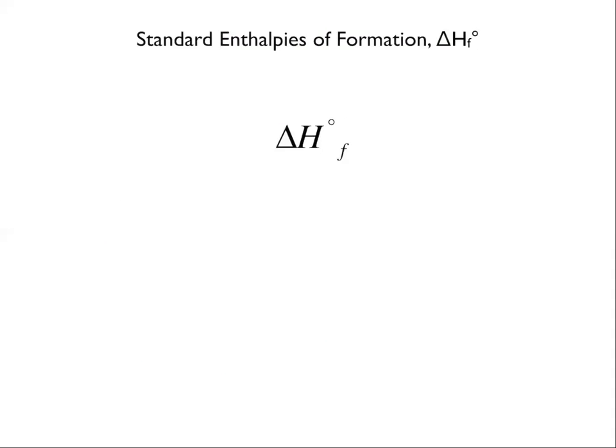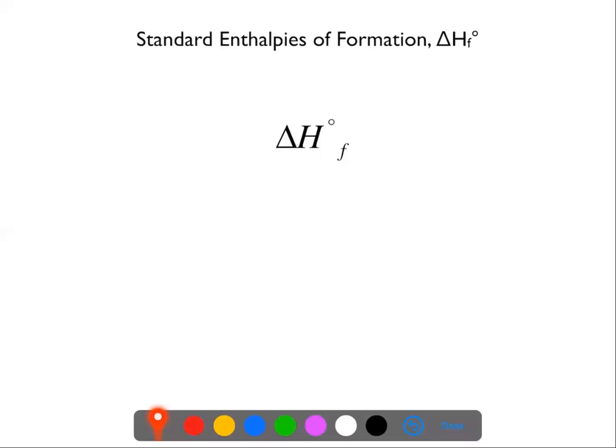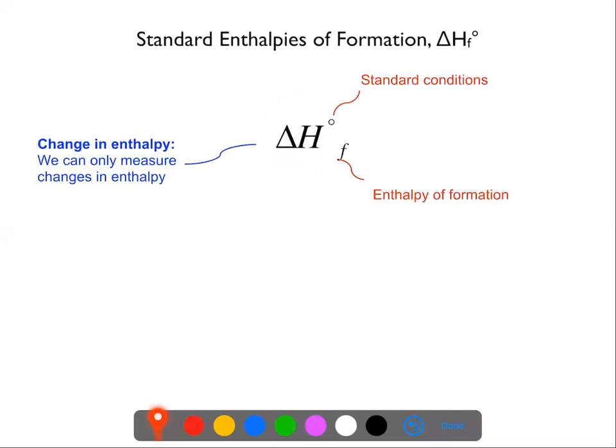Some sort of definitions first. When we think about a standard enthalpy of formation, shown here is the symbol of a standard enthalpy of formation. The first thing you see is a delta, so this is a change in enthalpy. We can actually only measure changes in enthalpy. We can't measure an absolute enthalpy of anything. Then we see a degree symbol or a not symbol, so this tells us that it's at standard conditions. And finally, this subscript F tells us that it's the enthalpy of formation.